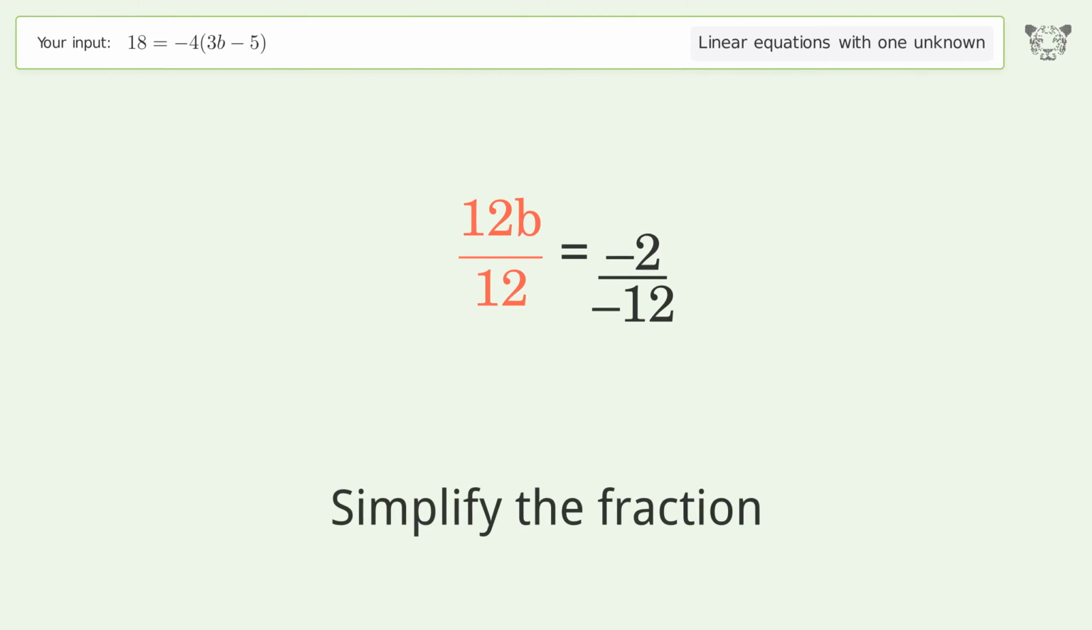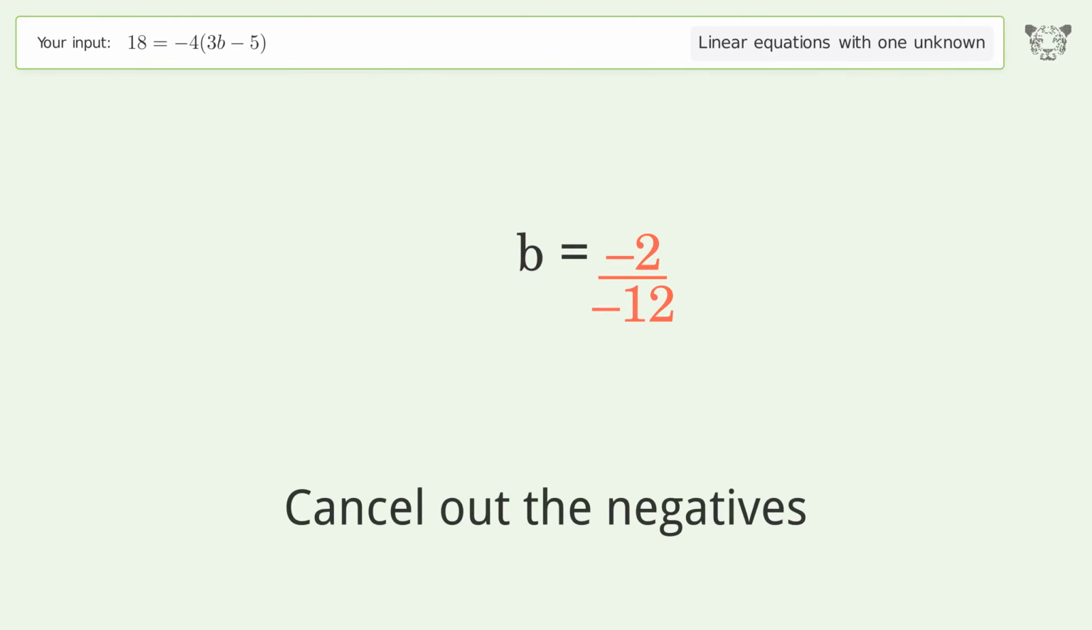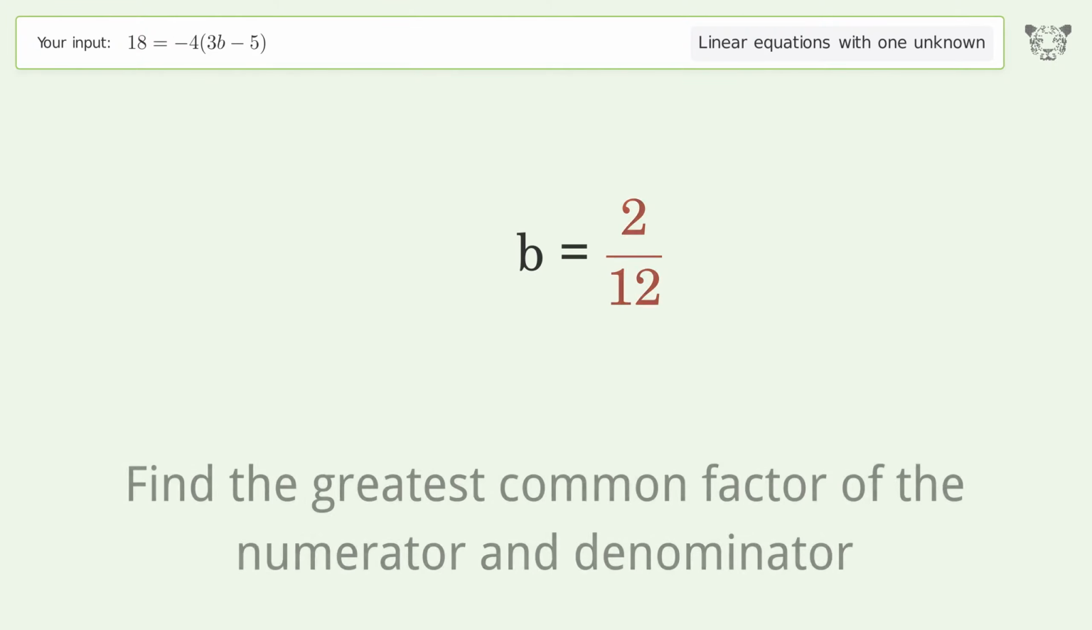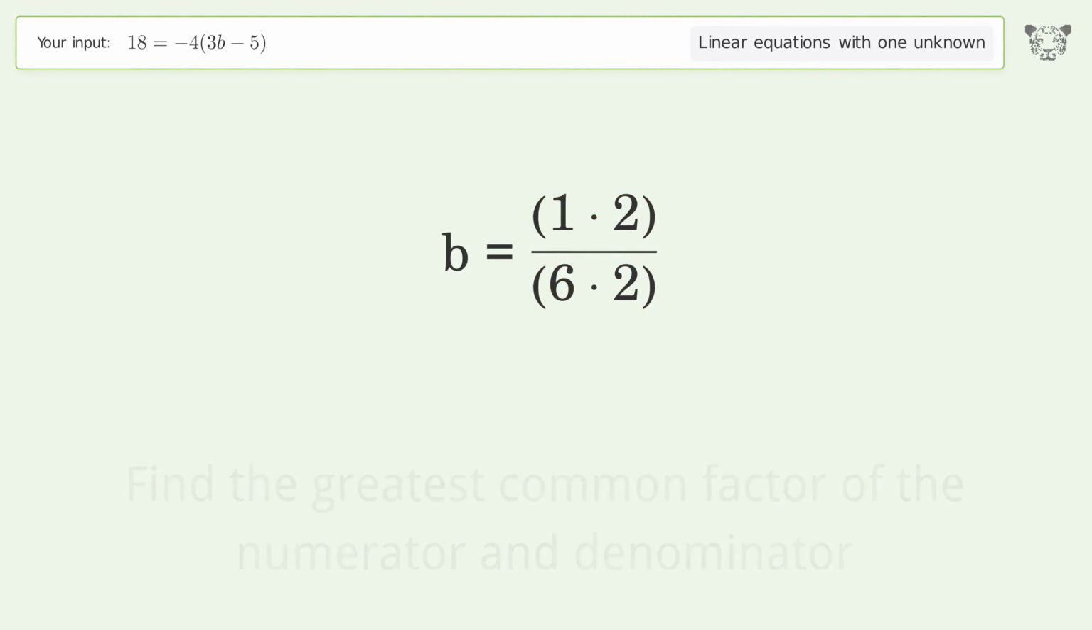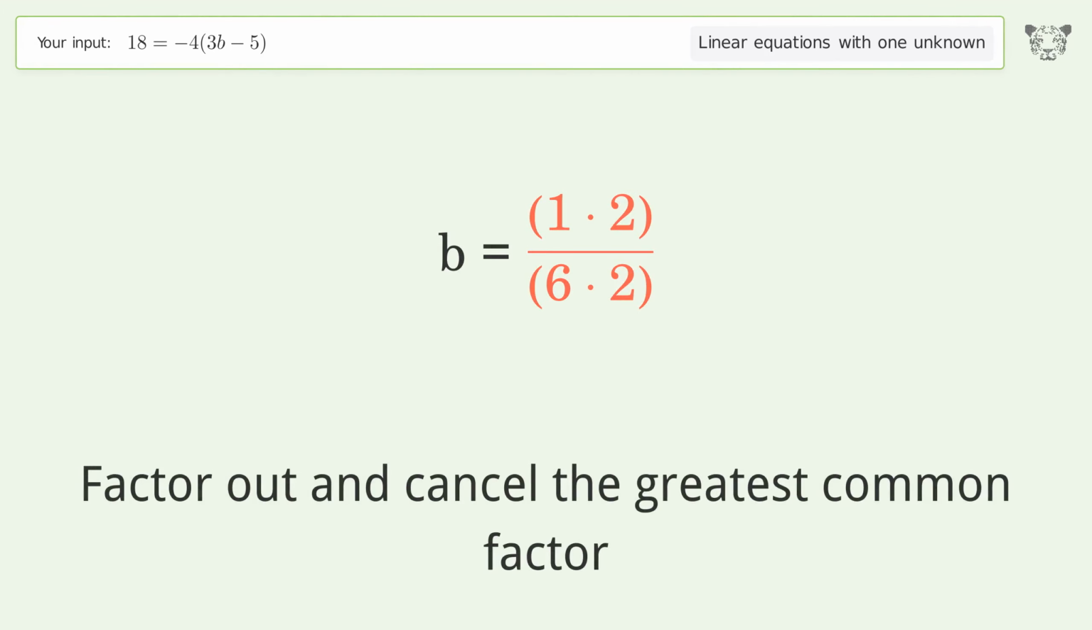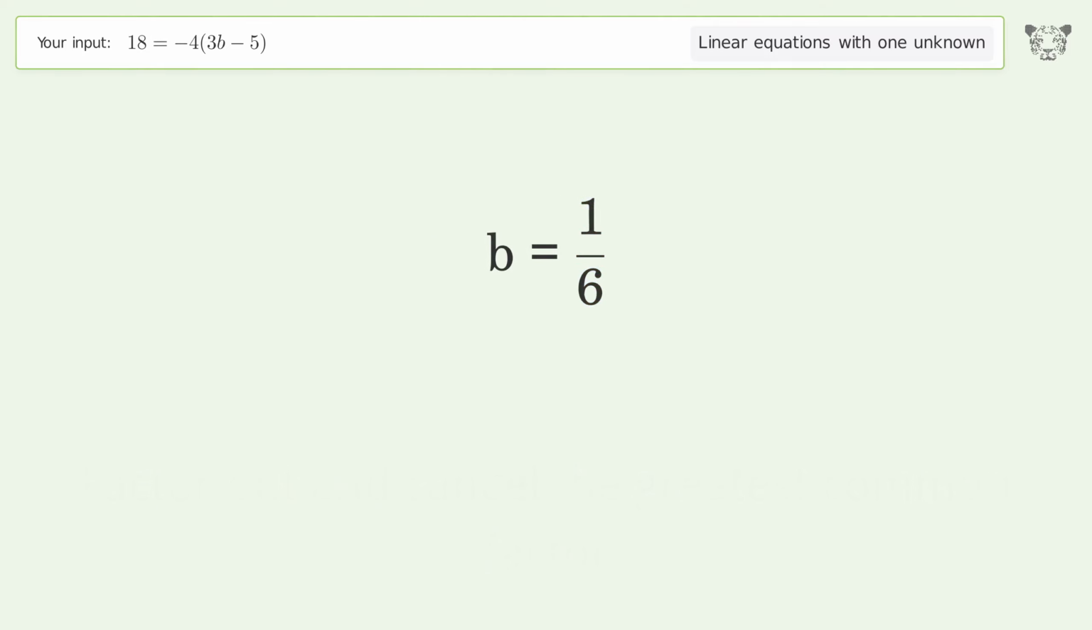Simplify the fraction. Cancel out the negatives. Find the greatest common factor of the numerator and denominator. Factor out and cancel the greatest common factor. And so the final result is b equals 1 over 6.